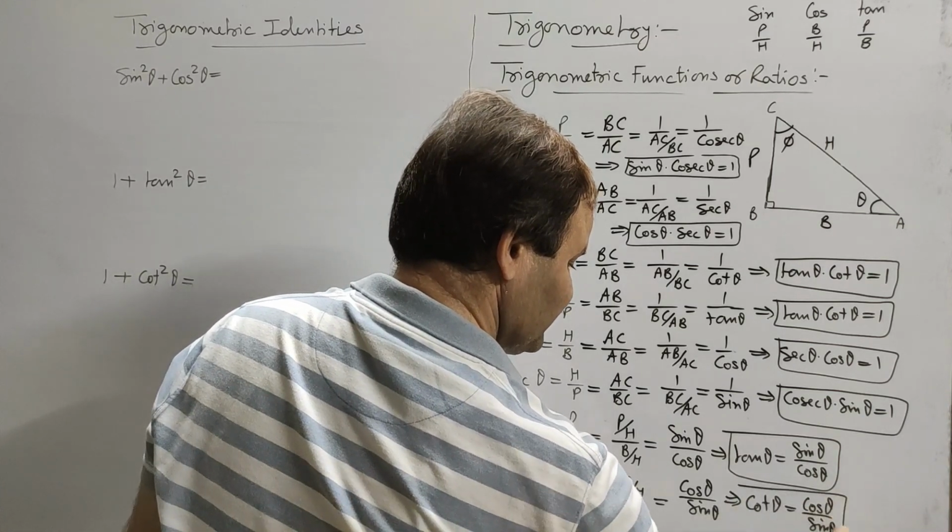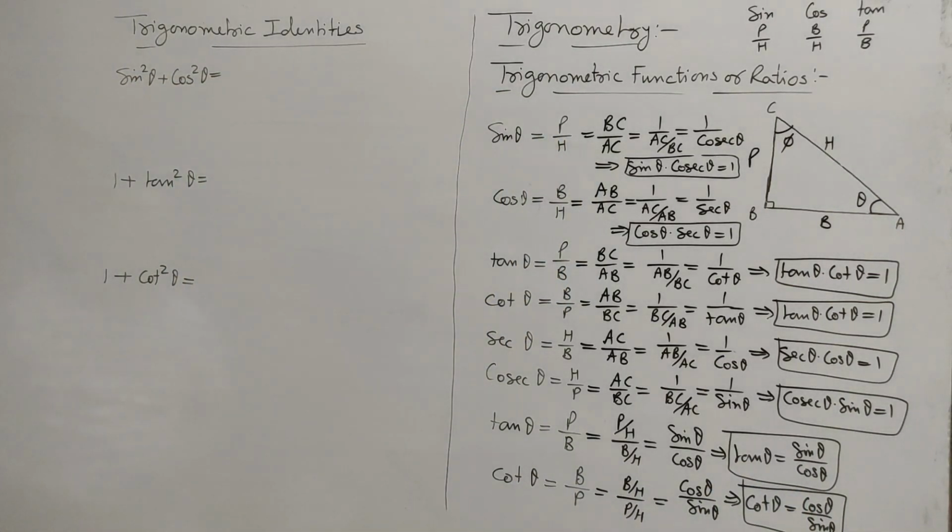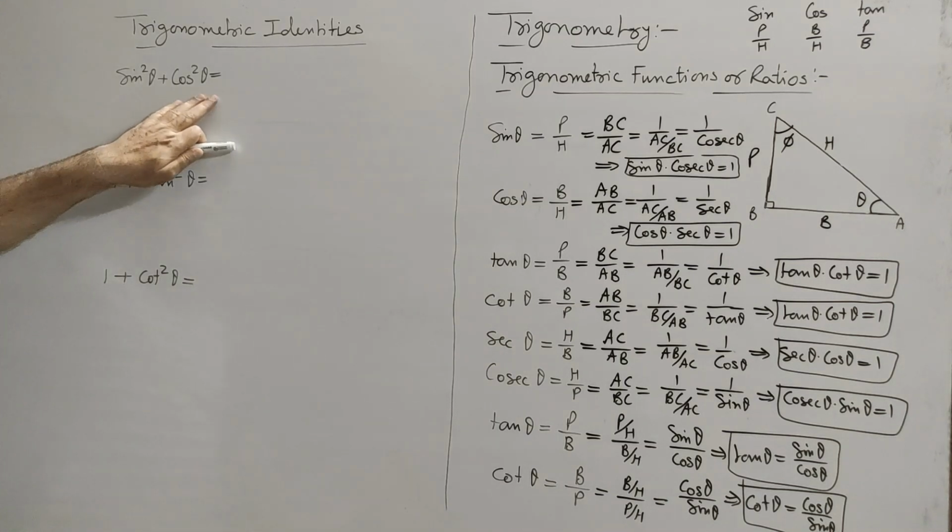Now we will come to trigonometric identities. Actually there are two things, equations and identities. Equations are those relations which are true only for a few values of angle theta, while trigonometric identities are those relations which are true for all values of theta.